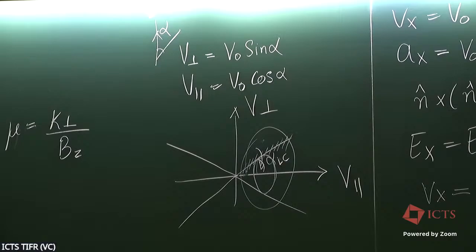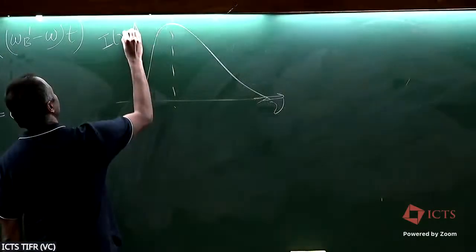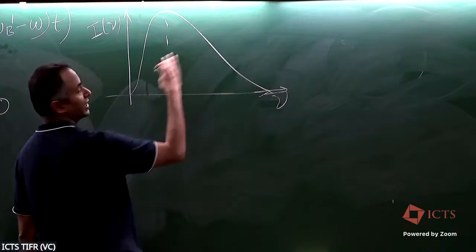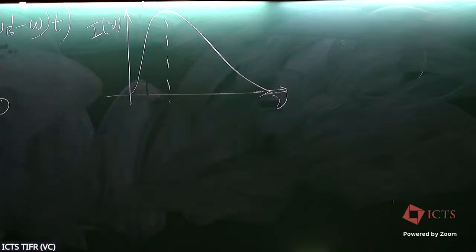So cosmic rays are ultra-relativistic. So if you take a single cosmic ray particle in a magnetic field, its spectrum is broadband. So this is, let's say, frequency. And this is the intensity of radiation at some frequency. So the radiation is extremely broadband in synchrotron emission.